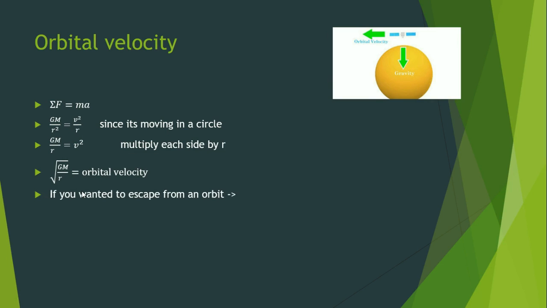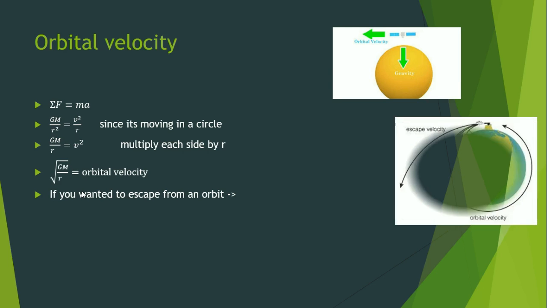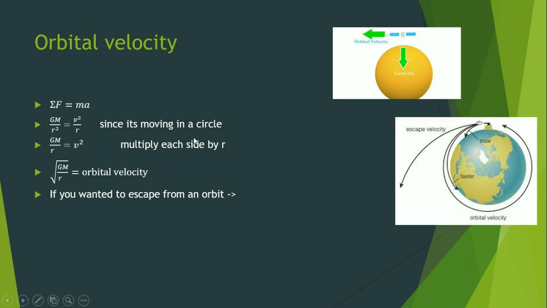Let's say you want to escape from an orbit. We're going to combine orbital velocity and escape velocity. We're in orbit, and now we want to escape. We want to figure out the velocity we have to add to escape. The escape velocity is higher than the orbital velocity, so if we figure out the difference, we can figure out how fast we have to get to actually escape.